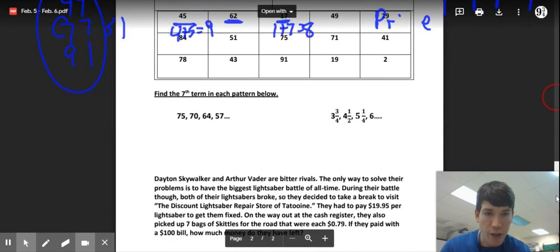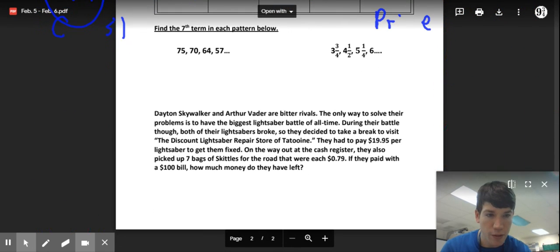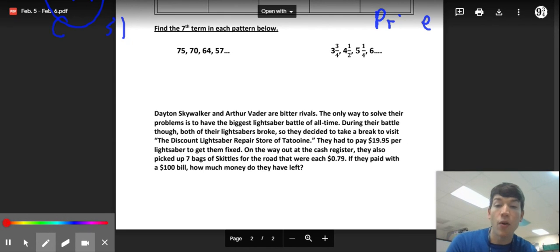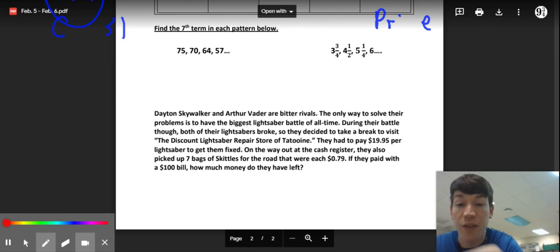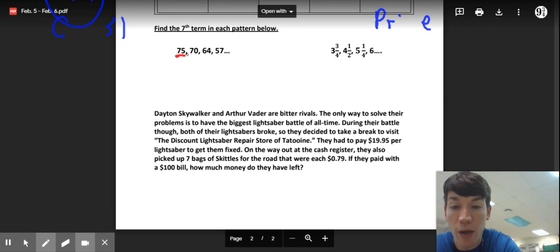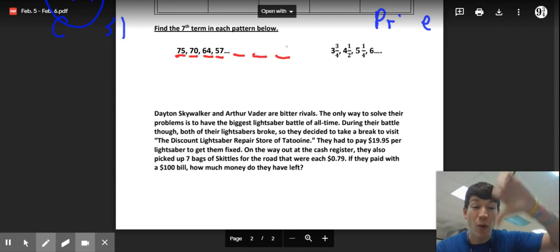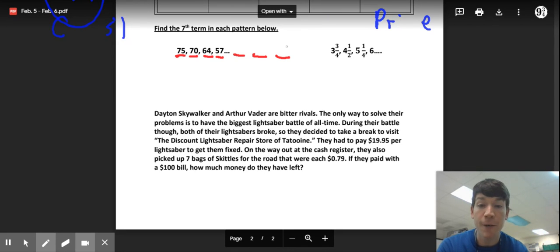The next part says find the 7th term in each pattern below. Let me change colors. So when we're finding the 7th term, we're finding the 7th number. Now here, notice I have 1, 2, 3, 4. So I'm going to need 5, 6, 7, 3 more numbers. Now the first thing I notice here is that my pattern is going down, so it's decreasing. So I need to find by how much it is decreasing and how it is decreasing.